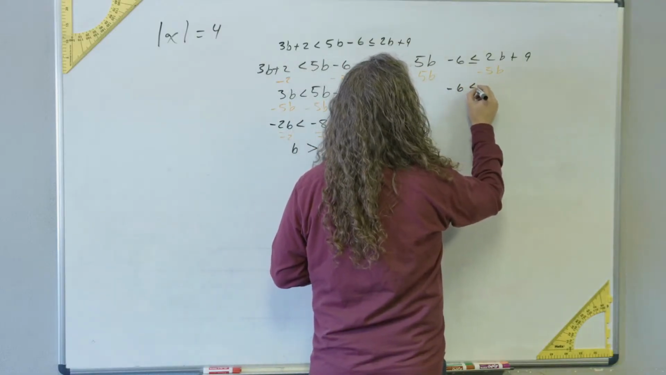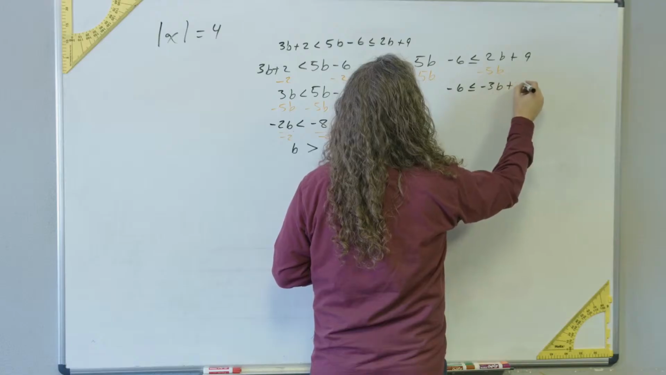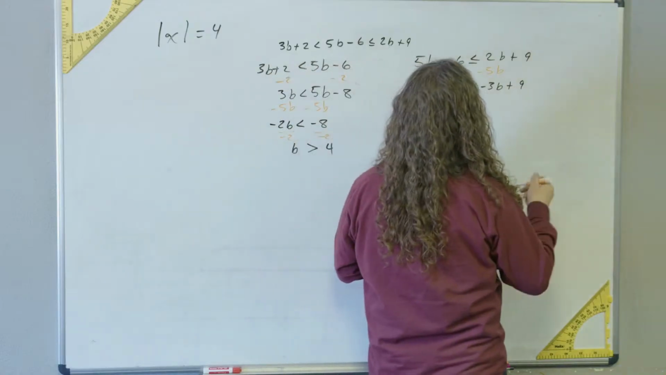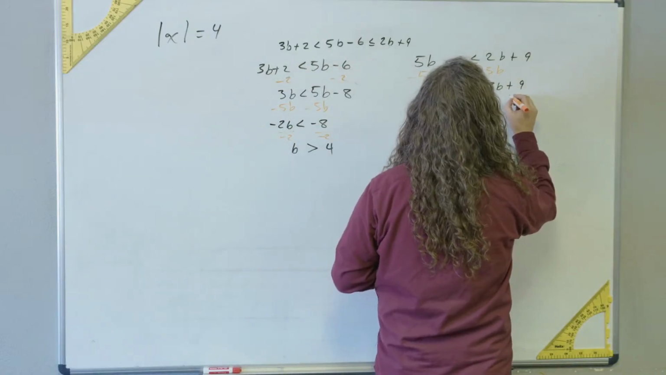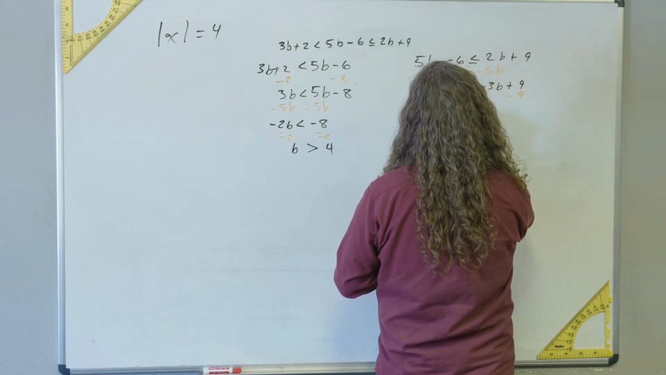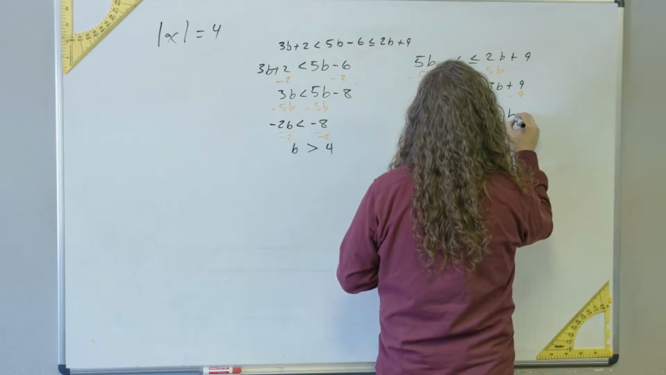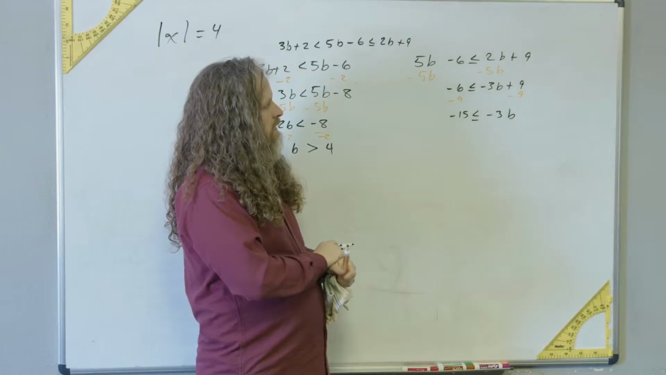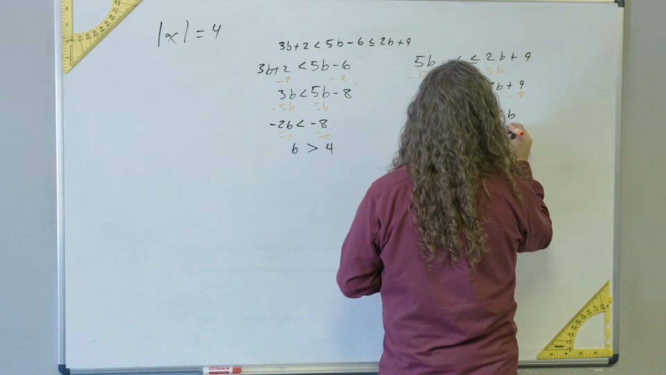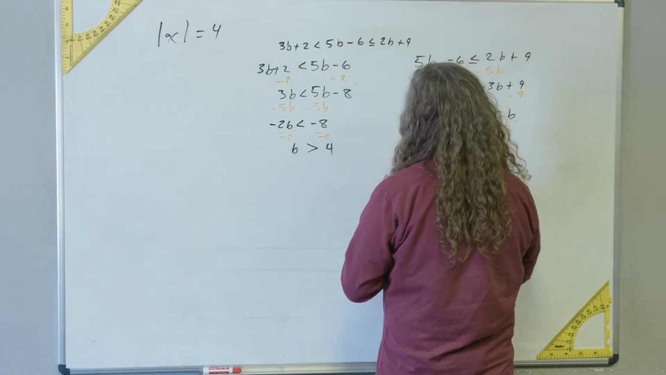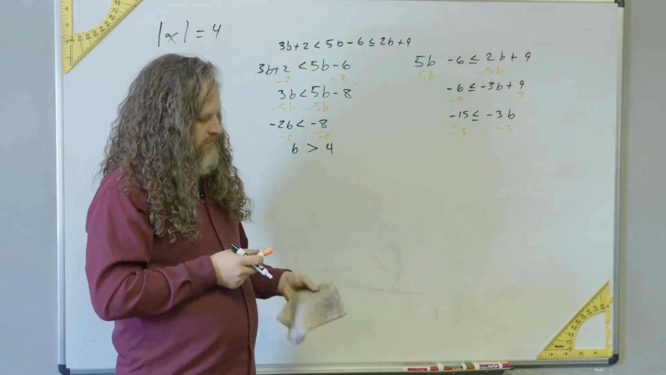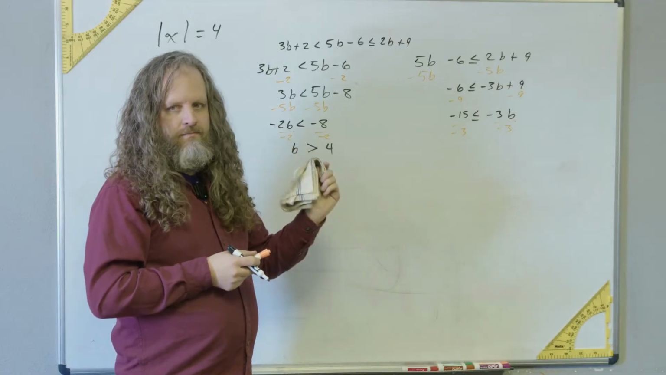Negative 6 is less than or equal to negative 3b plus 9. Now what? Sure. Minus 9. Also legal. Negative 15 is less than or equal to negative 3b. What now? Divide by negative 3. What now? I'm waiting.